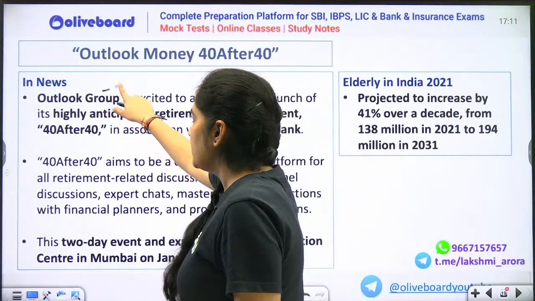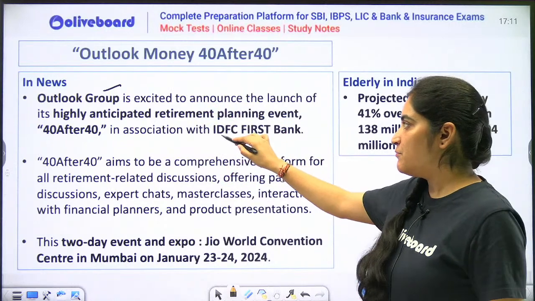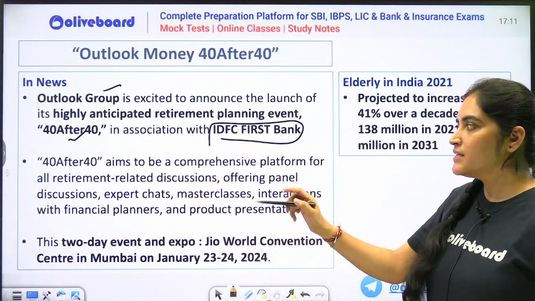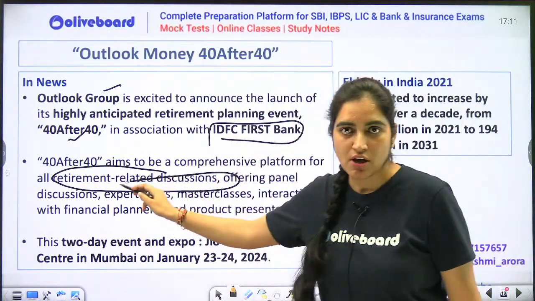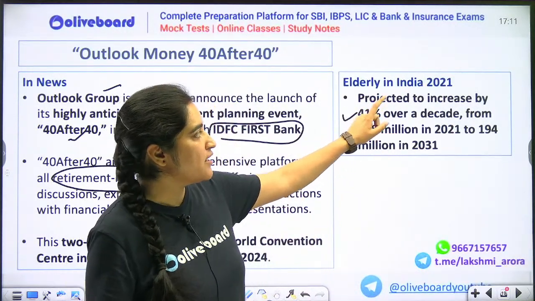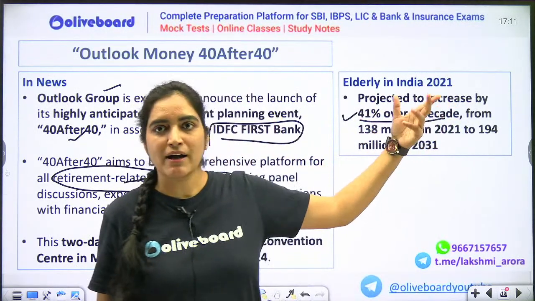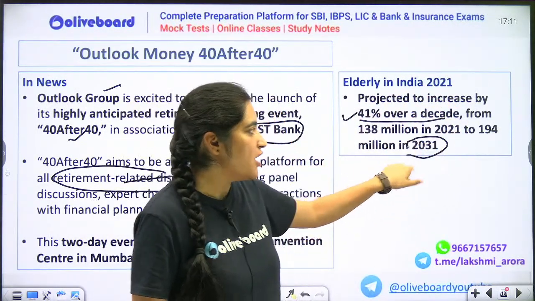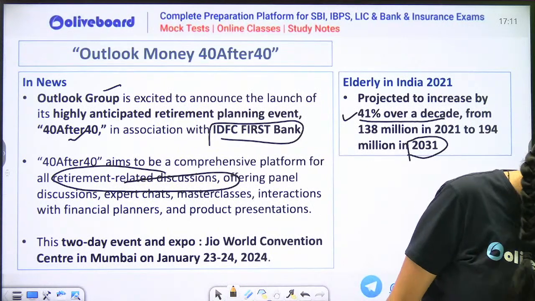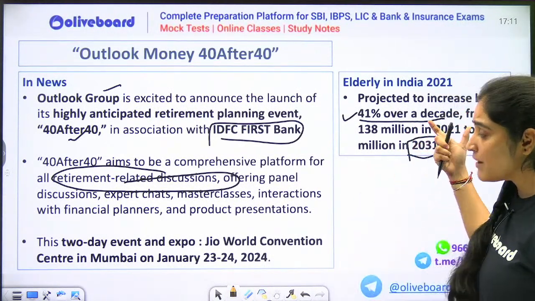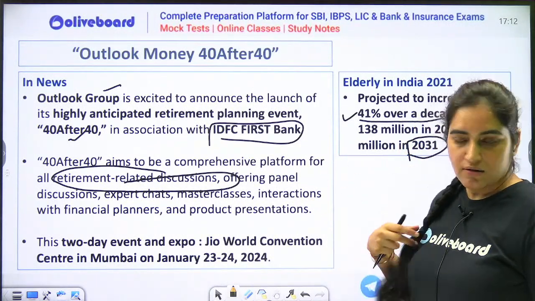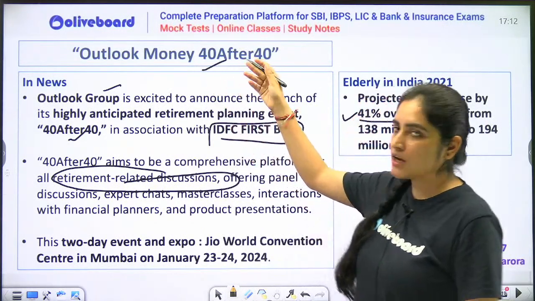So Outlook Group, in partnership with IDFC First Bank, has launched an event called 40 after 40. What is this focusing upon? It is focusing on retirement related discussions. Why are retirement related discussions in the news now? Because it is being said that there will be a 41% increase in our old age population by the time we reach 2031. So by the next decade we are going to experience a 41% rise in our old age population. Because such a demographic change is going to happen here, many countries are therefore coming ahead.